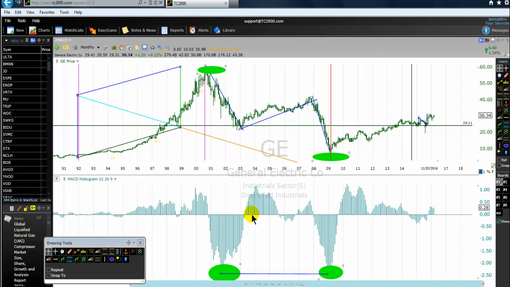So this is how we can combine the MACD histogram and the Elliott wave principle. A double bottom MACD histogram very often will highlight the end of the corrective phase of the Elliott wave cycle if we are in an uptrend. A double top MACD histogram very often will highlight the end of the corrective phase if we have a zigzag correction after a downtrend.